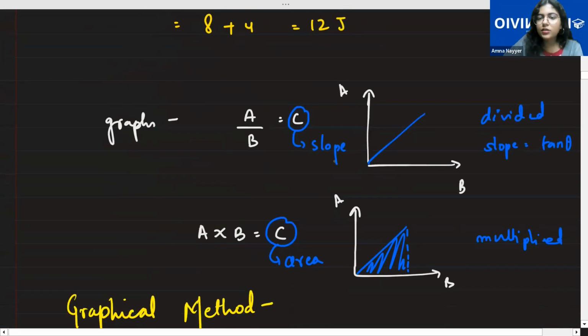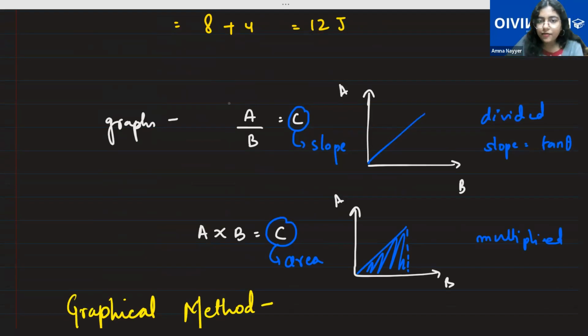Now, talking about a small topic, graphs. We discussed this earlier when we did motion in a straight line. If two quantities are getting divided, the third quantity is given by the slope of the graph. Like if I have distance divided by time, x divided by t, my third quantity is velocity. The velocity will be given by the slope of the graph, which is equal to tan theta. We have already discussed this.